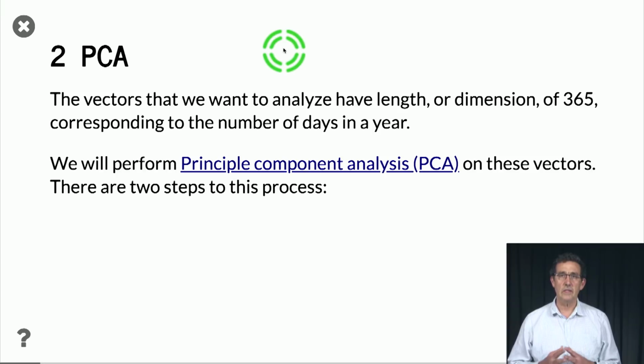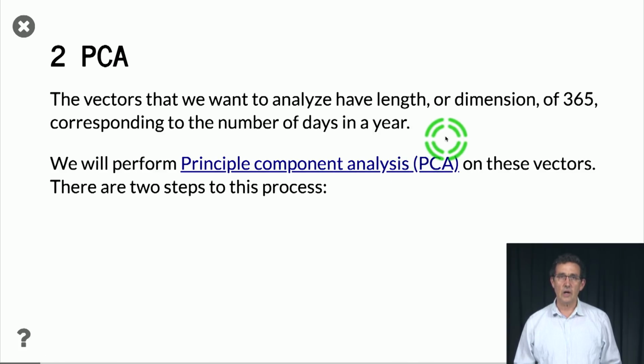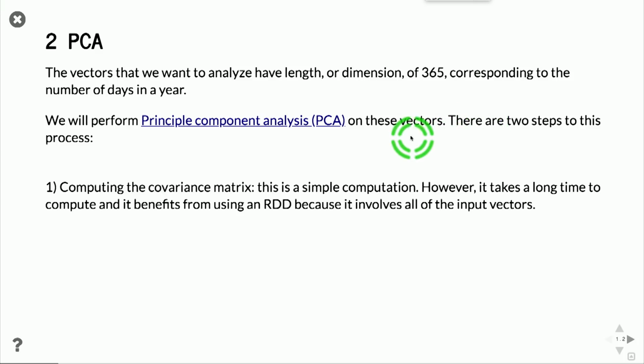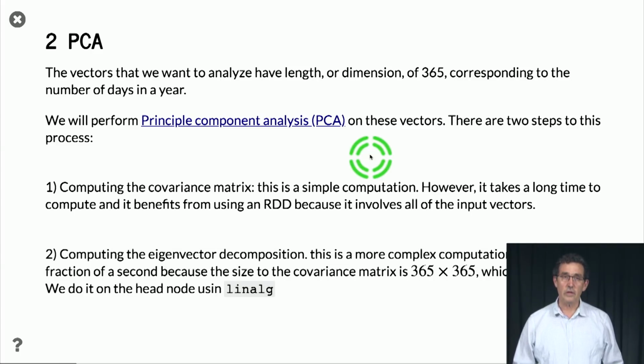It's a way to analyze covariance correlations between elements of the vector, and I'm not going to get into a lot of the details here, but the important thing for us is that there are two basic steps. The first step is to compute the covariance matrix. So this is a simple calculation, but it is a calculation that takes a lot of time and a lot of work for big data.